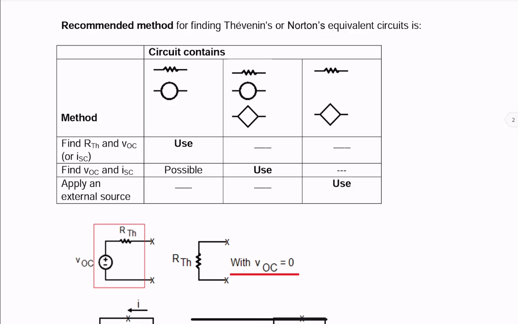In the first example, I did a video for the case where we have only independent sources and resistors. Second video, we had all three types of elements. And in this example, we want to look at the case where we only have resistors and dependent sources. Recommended method is to apply an external source for this case.